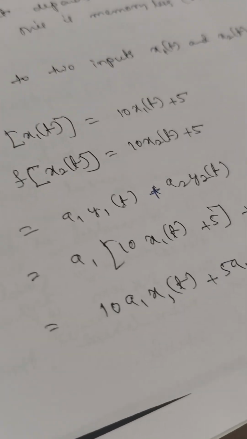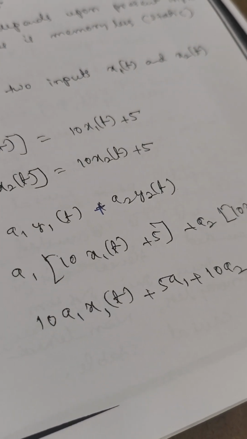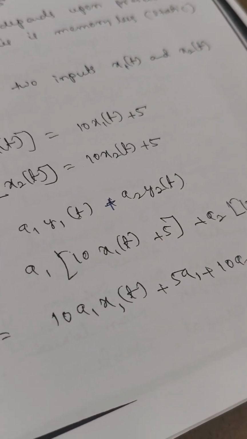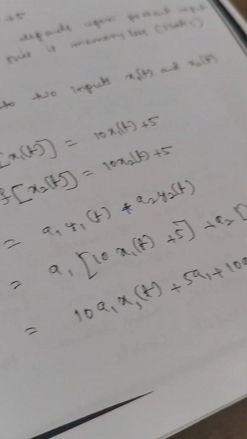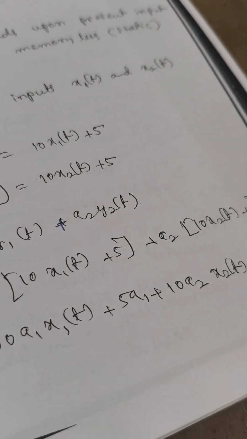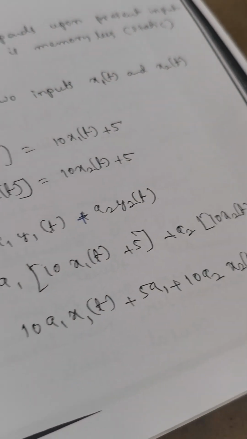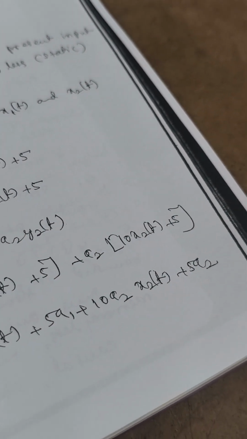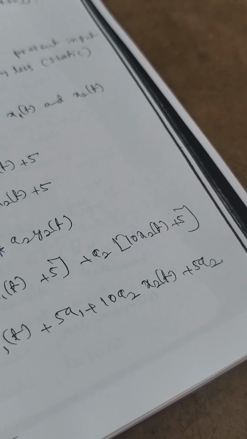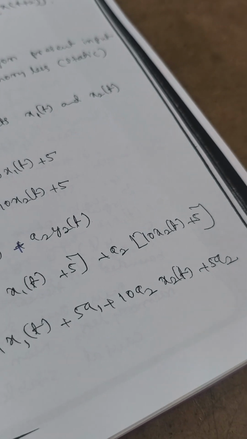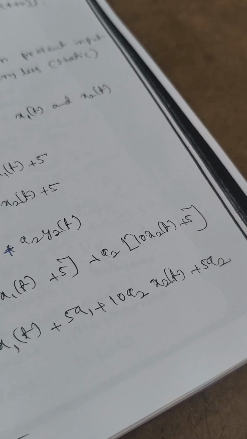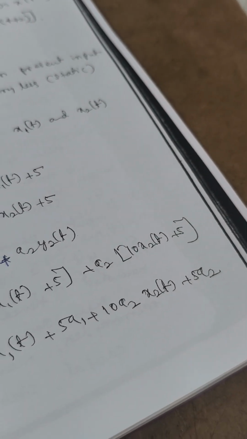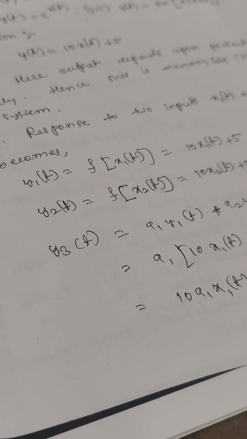Expanding this equation, it will be 10a1 x1(t), plus here a1 is common, so we multiply a1 to 5 also. Therefore it becomes 5a1. Then plus a2, which we multiply to 10x2(t) plus 5. Therefore this will be 10a2 x2(t) plus 5a2. This is your y3(t).